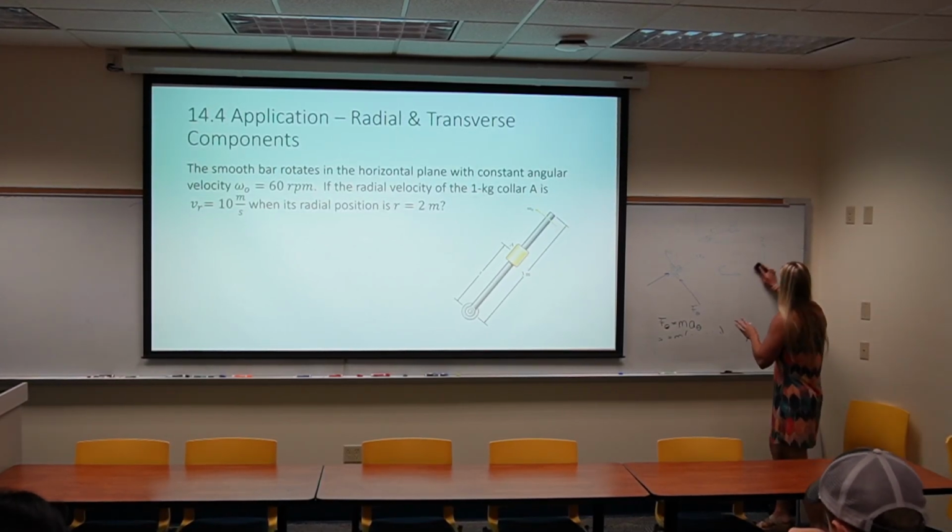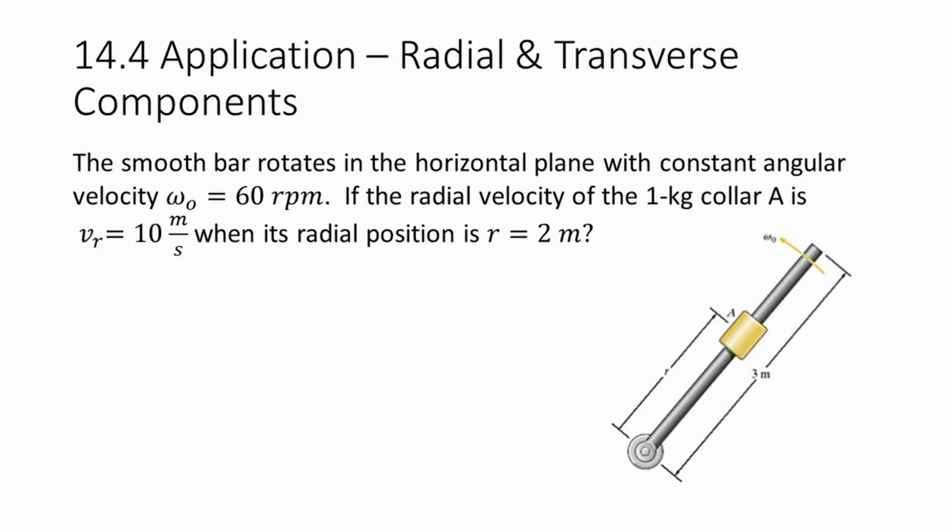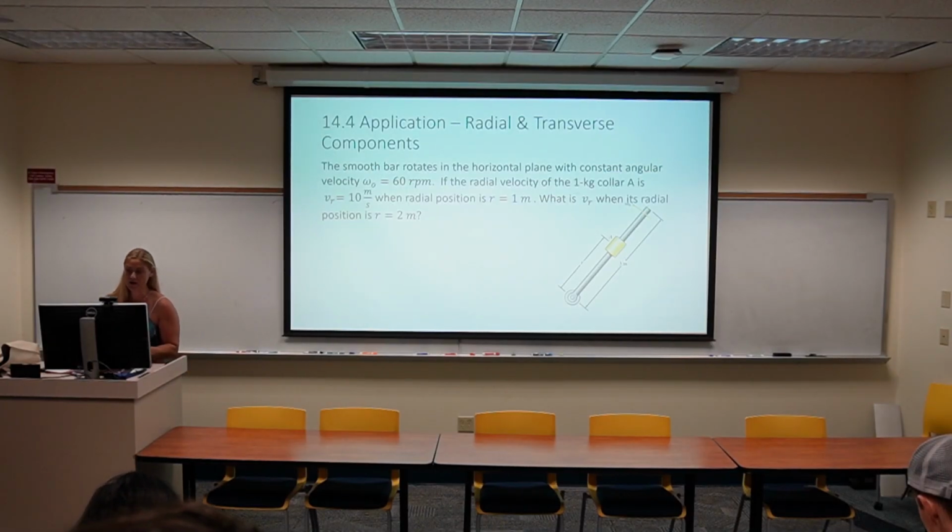It's no big deal. The smooth bar rotates in a horizontal plane with a constant angular velocity of 60 RPM, radians per minute. If the radial velocity of the 1 kilogram collar A is v equals 10 meters per second, when the radial position is r equals 1, what is the velocity when its radial position is 2? So you tell me, what are some clues?